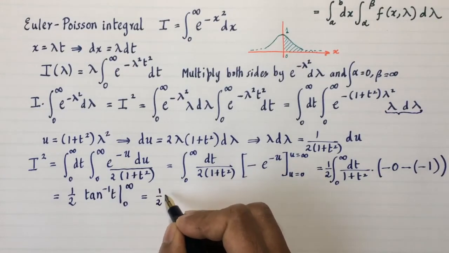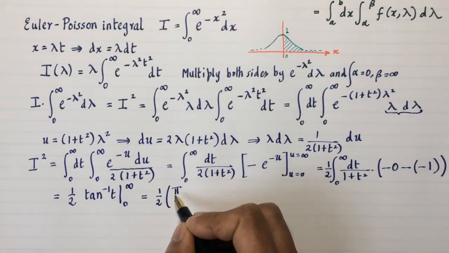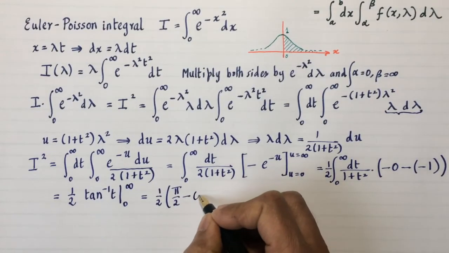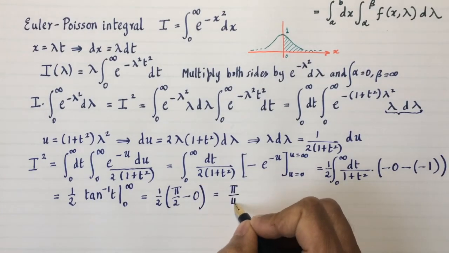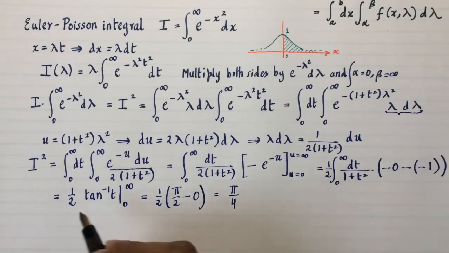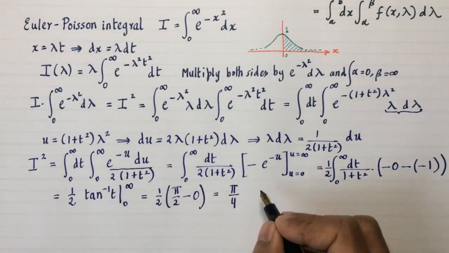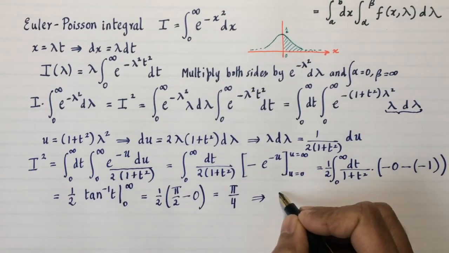Well, this can be solved. Tan inverse infinity is pi over 2 and tan inverse 0 is 0. So I've evaluated the famous Euler Poisson integral. Well, actually I've evaluated the square of it. The integral itself is got by taking the square root.